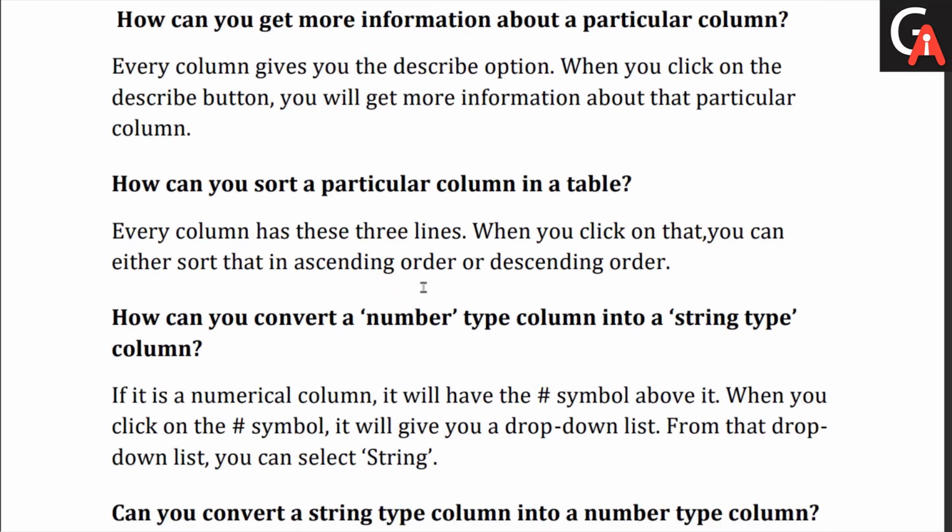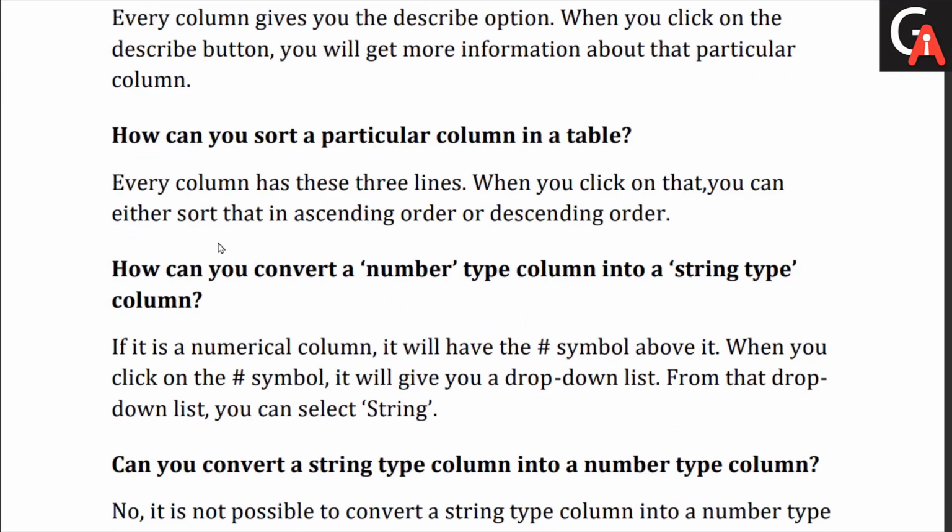Next, how can we sort a particular column in a table? Every column has three lines. When we click on that, you will get the option to sort in ascending order or descending order. So in the column we have a UI feature where we can click and sort the column based on our need.